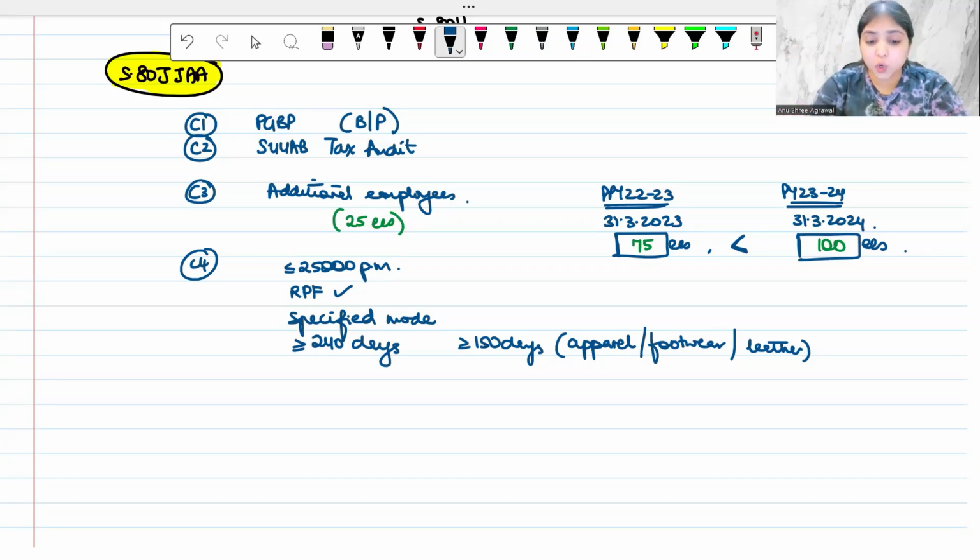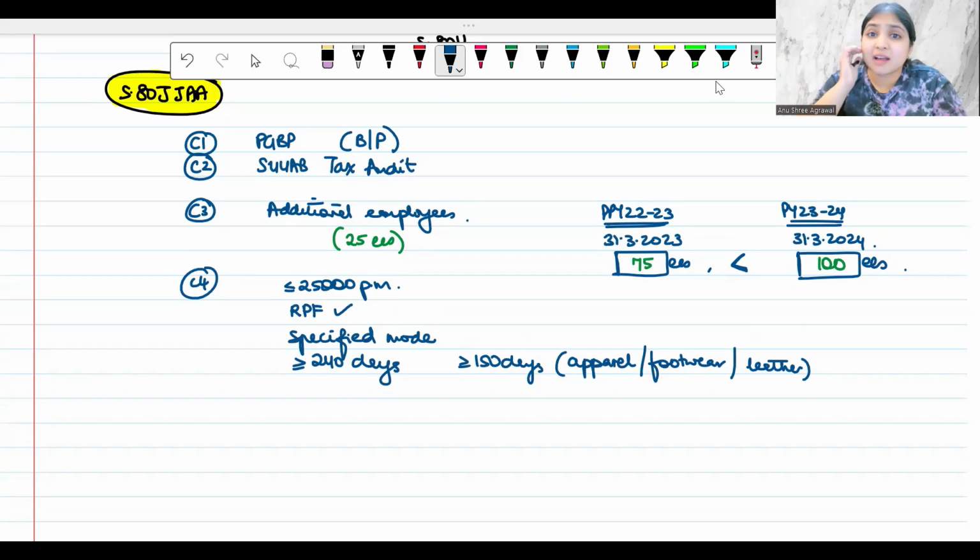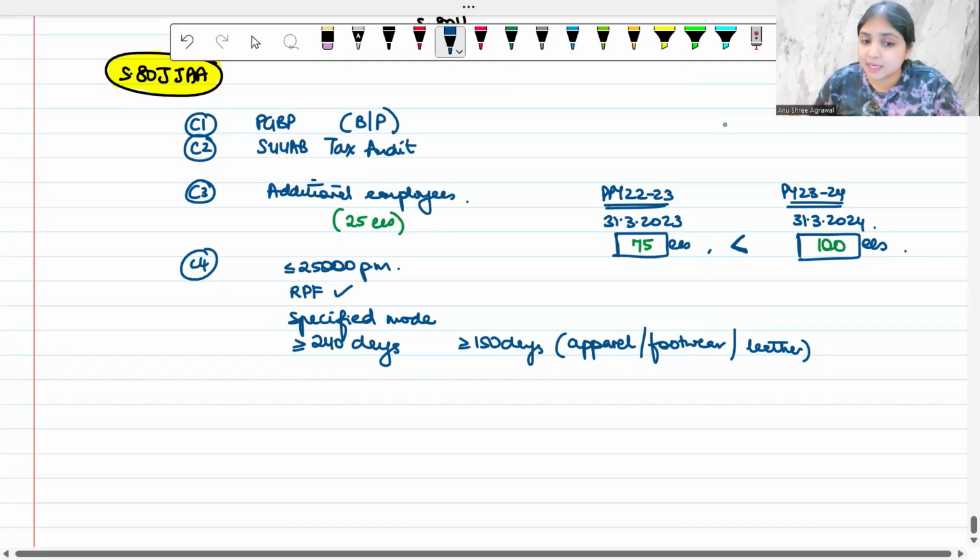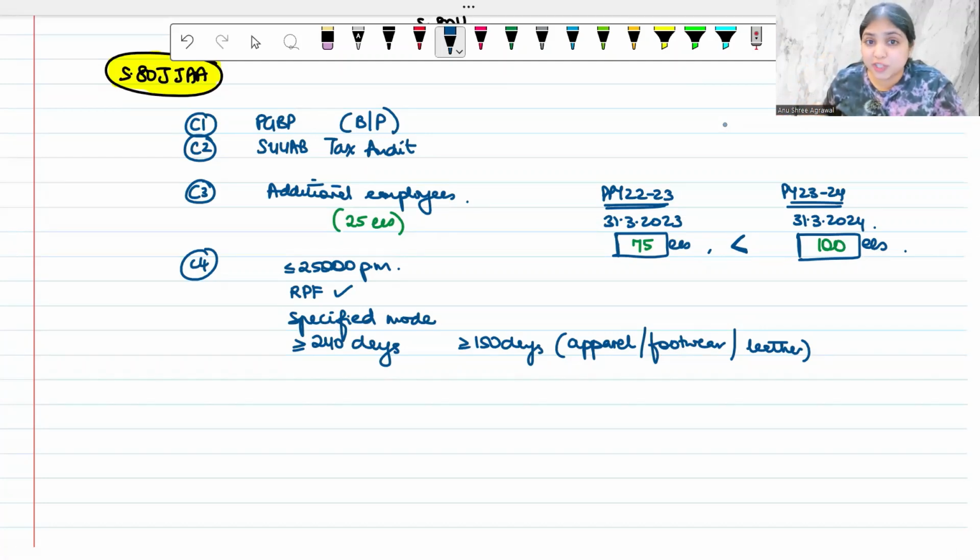So these are your conditions. All right, what are your conditions? Condition number 1, assessee must be having PGBP. Assessee must be getting his business or profession tax audited. There must be tax audit under section 44AB. Condition number 3, assessee must be having additional employees. That is, current year last day, assessee should be having more number of employees than last year last day. Okay, but which employees are you even going to consider? You're going to consider only those employees who are getting salary of up to 25,000 per month, and we must be paying them the salary in specified mode. They should be participating in RPF, and they should have worked for us for at least 240 days in the year.